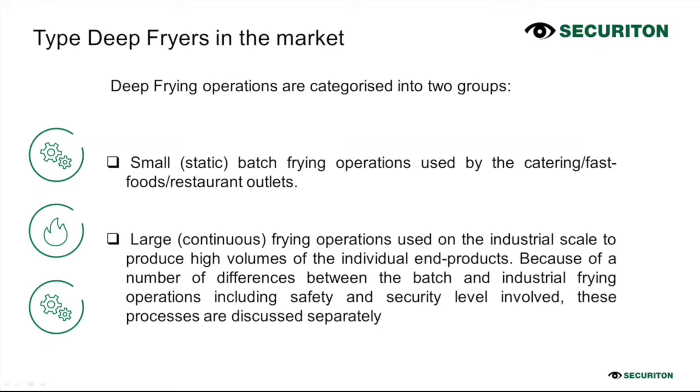Because of the differences between the batch and the industrial frying operation, the safety and security levels involved here differ, because this is not autonomous and it works in multiple levels of operation. So with more components involved, more risk is also involved. That's another discussion we will look into: what are the components involved and what protections are needed for such continuous, large-amount operation?